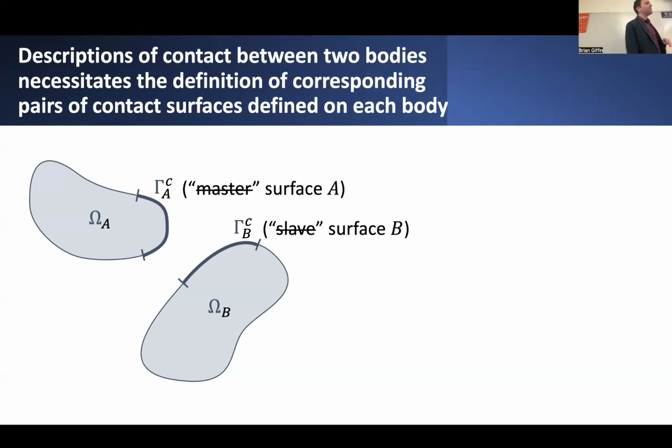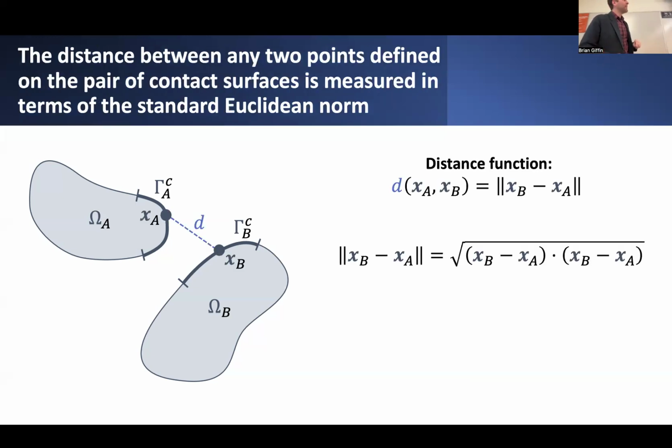In any case, we have these two objects, and on each of these two objects, we also distinguish subsets of the boundary of each one of these objects, which I'll call gamma sub A and gamma sub B. And in general, these two subsets of the boundaries are the potential surfaces of each object that might come into contact. So if you like, you can interpret these as the contact surfaces defined on objects A and B. Okay. So we have to define a few extra things if we want to come up with a description of whether or not these two bodies are coming into contact.